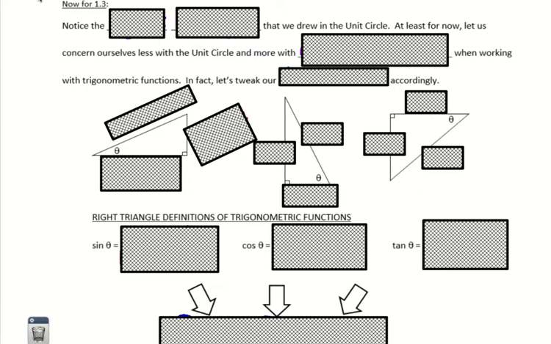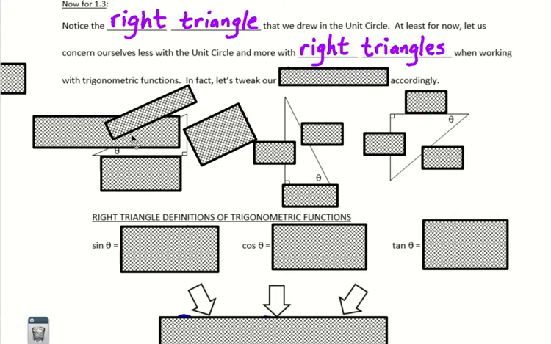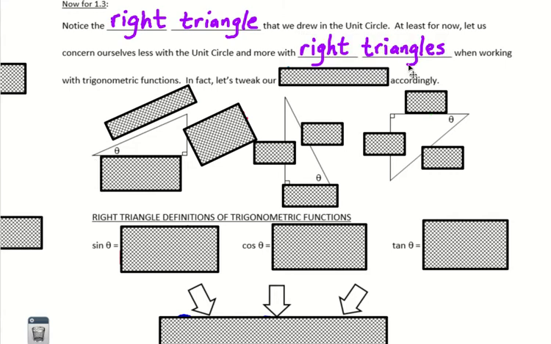So now for 1.3. Notice the right triangle that we drew in the unit circle. At least for now, let's concern ourselves less with the unit circle and more with right triangles when working with trig functions. In fact, let's tweak our definitions accordingly. Let's tweak those y over r, x over r, y over x, and so on, and make them fit and correspond with this right triangle stuff.